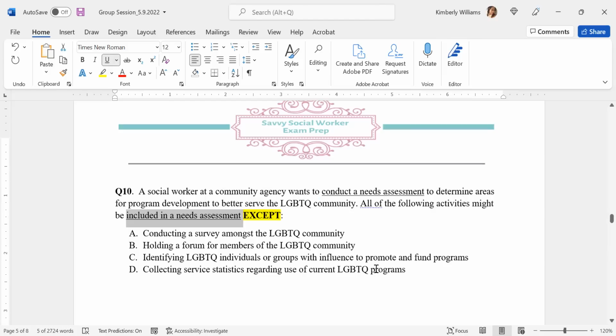So the best way for people, if you like me, you struggle with except because I be thinking everything backwards. I just drop that except and I'll say which of the following might be included in a needs assessment. And I check off all the ones that I know are included in a needs assessment, and the one that's left is the exception. That's how I do it for anybody who may struggle. Some people may can just read the exception, but my brain don't process like that. So conducting a survey amongst the LGBTQ community, is that an activity that will be included when you're doing a needs assessment? Yes. So we can scratch it.